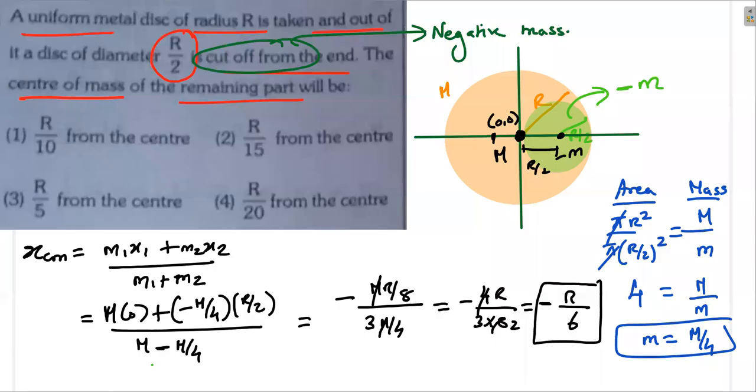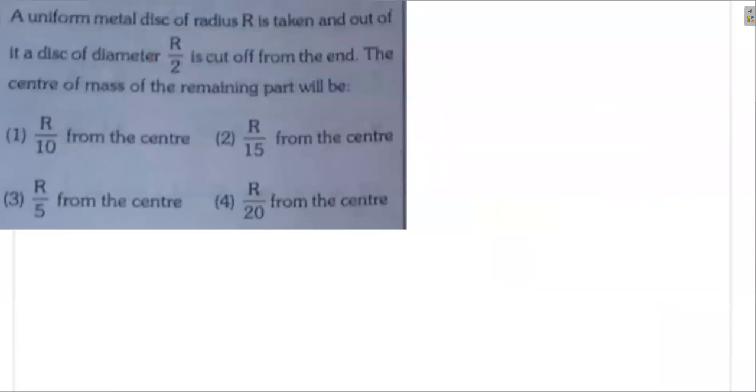Okay. Hi. So the next problem posted in the group is: you have a uniform metal disc of radius r, and out of it a disc of diameter r/2 is cut off. Those who are regularly watching the class videos will know that whenever you have a removed, chopped off, or cut off portion, we have to use the idea of negative mass. For those who are new, you can watch the recordings in the YouTube channel. Check the playlist.